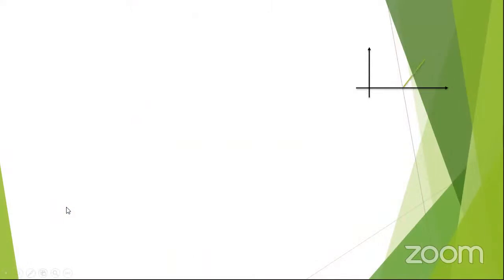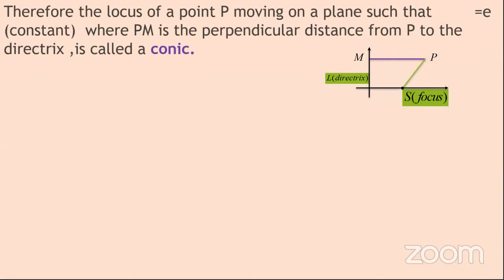Observe the figure, children. We have two distances from P that are calculated from the focus as well as the directrix. If M is the foot of the perpendicular from P onto the directrix, then SP by PM is equal to E for a conic. Therefore, the locus of a point P moving on a plane such that SP by PM is constant, where PM is the perpendicular distance from P to the directrix, is called a conic. I'm repeating the definition again and again, children. If you have this base, then you can do the remaining chapters of the conic section well.